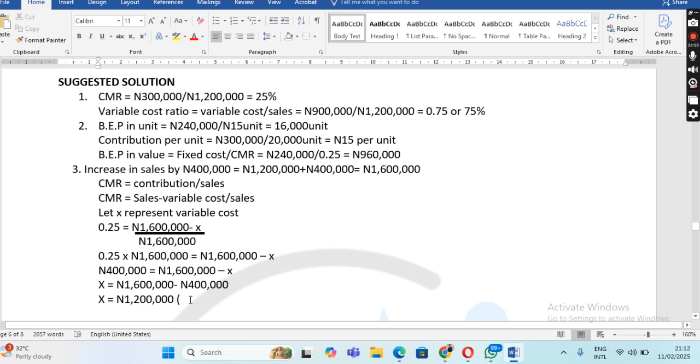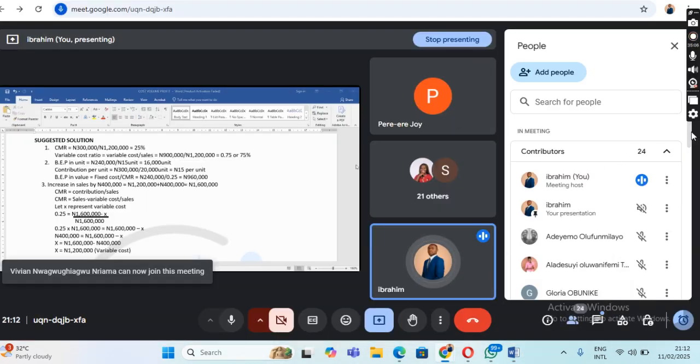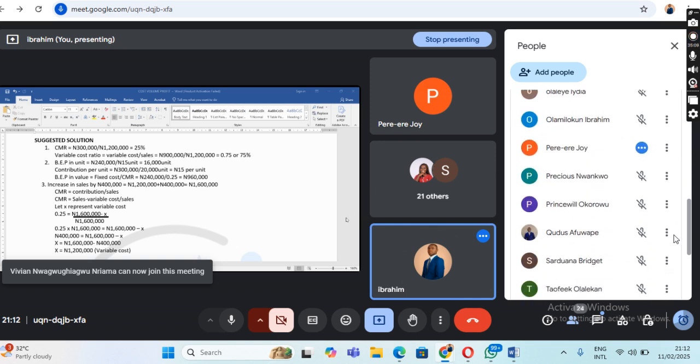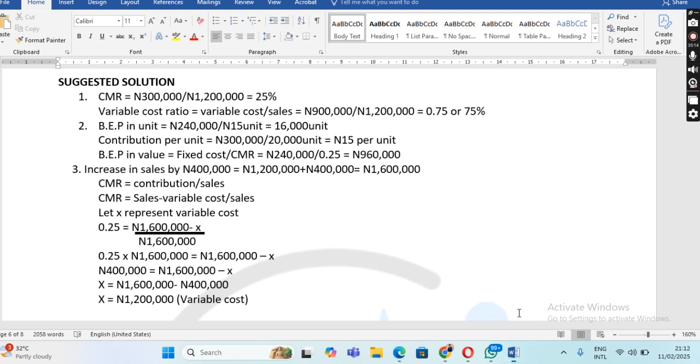Class, am I communicating? Variable costs. Class, are we still together? Yes, sir. Okay, that's fine. So now, if this is established, the question says how much will profit increase. We want to know how much profit will increase. You already know your sales has increased by this. You already know your variable cost. Then let's get it.